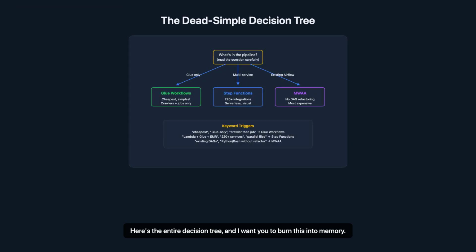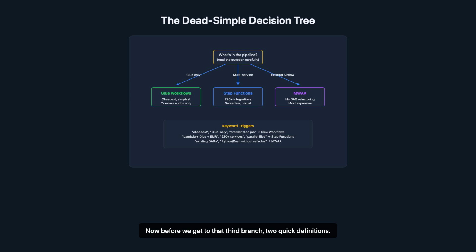Here's the entire decision tree, and I want you to burn this into memory. Ask yourself one question: what's in the pipeline? If everything is Glue, crawlers, jobs, more crawlers, pick Glue workflows. It's the cheapest because orchestration is built into Glue itself. If your pipeline touches multiple services like Glue plus Lambda plus EMR plus SNS, pick Step Functions. It's serverless and integrates with over 220 Amazon Web Services.